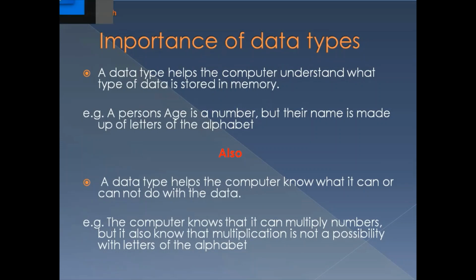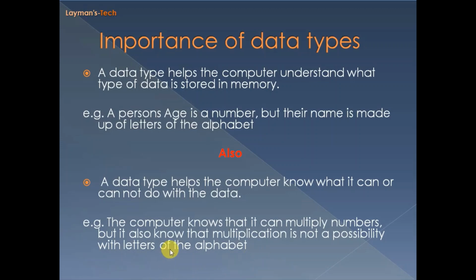Here are some of the reasons why we use data types with variables. A data type helps the computer understand what type of data is stored in memory. As an example, a person's age is a number, but their name is made up of letters of the alphabet. Also, a data type helps the computer know what it can or cannot do with the data. As an example, the computer knows that it can multiply numbers, but it also knows that multiplication is not a possibility with letters of the alphabet.